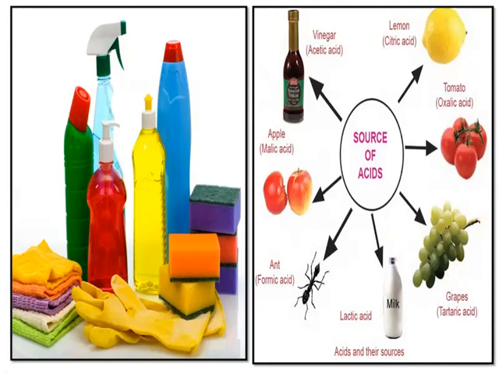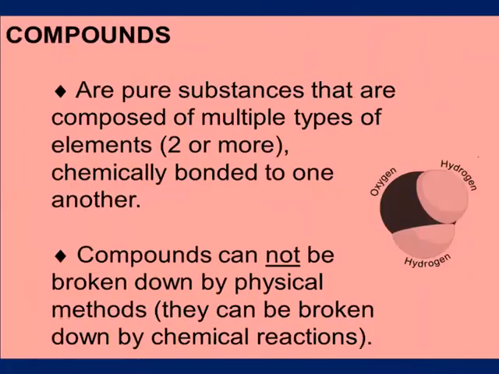Compounds, which are also pure substances, are formed by chemical combination of two or more elements in a definite proportion by mass. Compounds are composed of multiple types of elements, two or more, chemically bonded to one another. Compounds cannot be broken down by physical methods, but they can be broken down by chemical reactions.